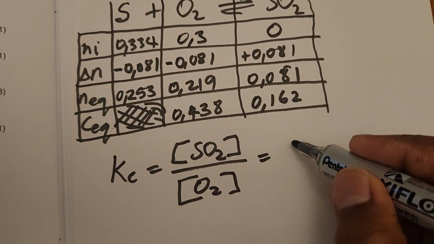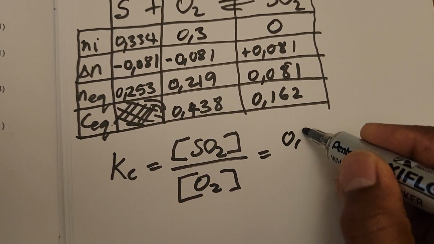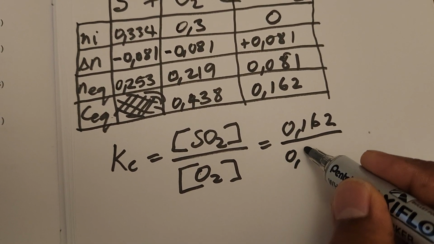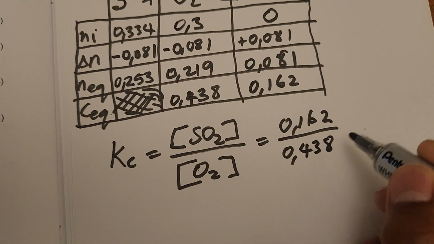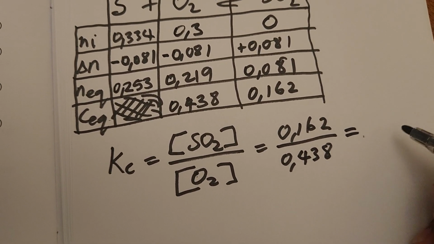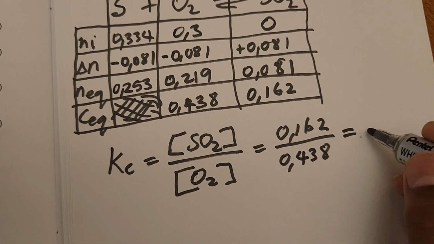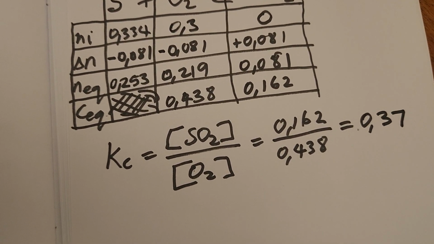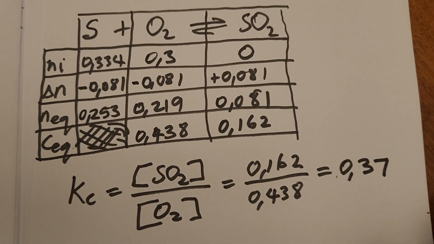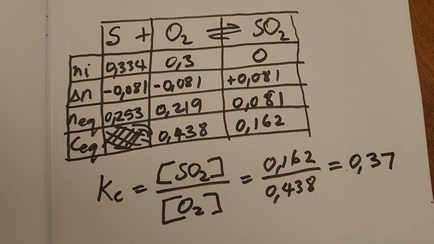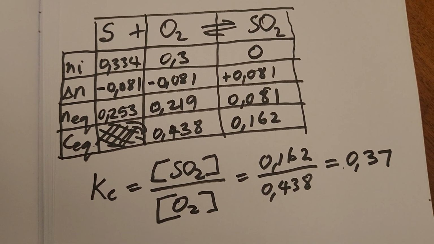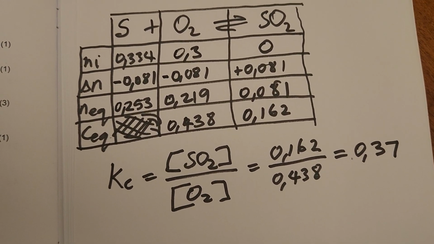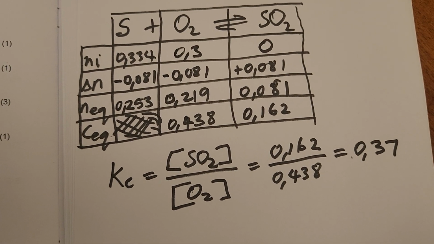Substituting here in the Kc will be 0.162 divided by 0.438. Therefore, the answer, if you use a calculator, will be 0.37. If we approximate to the second decimal, or we can write 0.36986. That's the 9 marks.